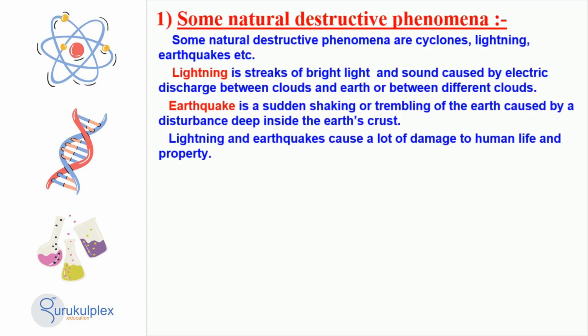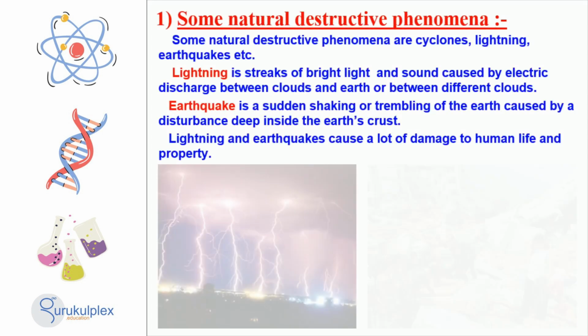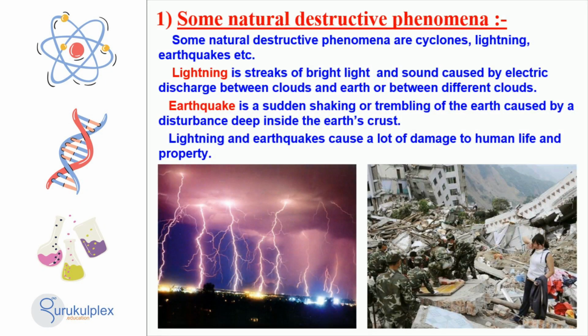Natural destructive phenomena such as lightning and earthquakes can cause severe damage to lives and property. Lightning is a streak of bright light and sound caused by electric discharge between clouds and earth or between different clouds. Earthquakes occur when there is a disturbance deep inside the Earth's crust and have the power to wreak havoc, posing a significant threat to our safety and well-being.